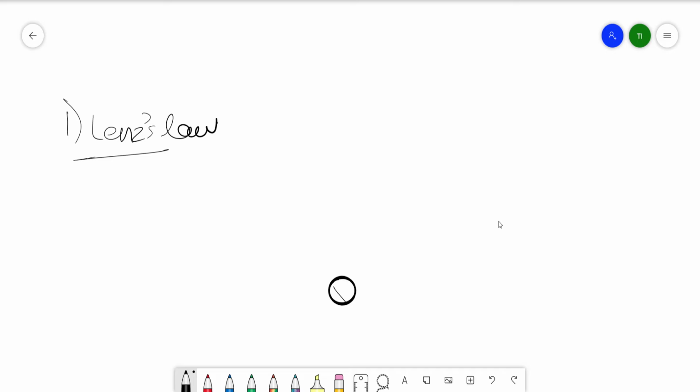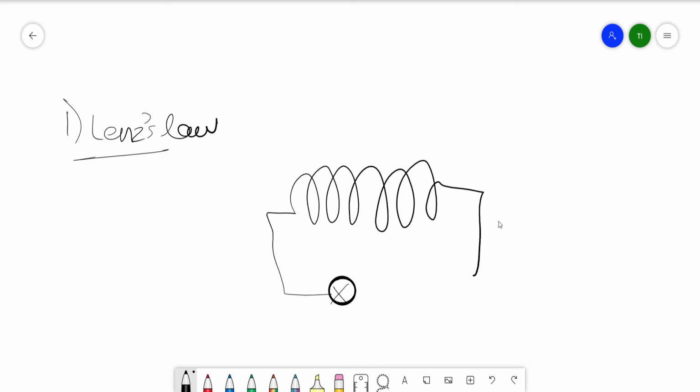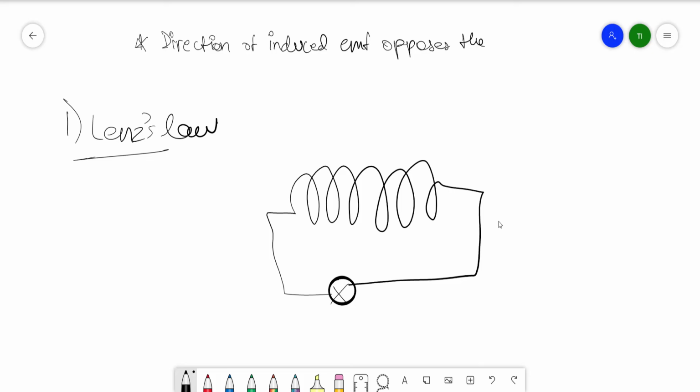Firstly, let's draw a diagram of a simple bulb and a coil. It's not the perfect diagram, but just bear with me for now. Before everything, I'll just write the statement form. Direction of induced EMF opposes the flux change that causes it.